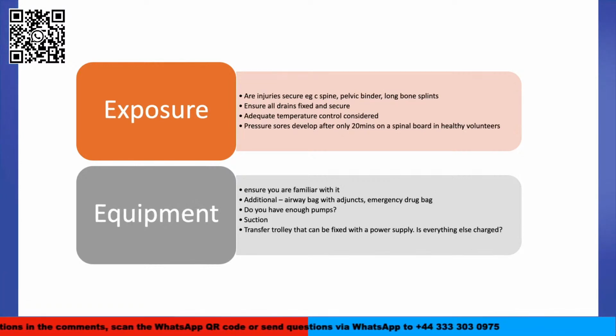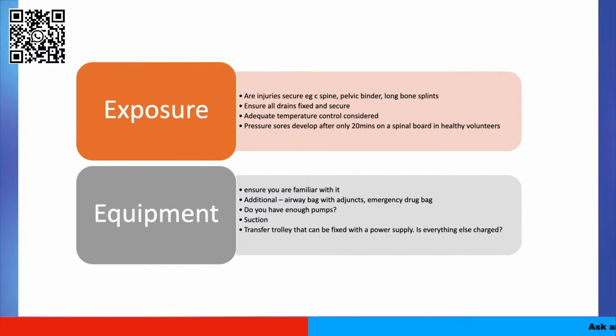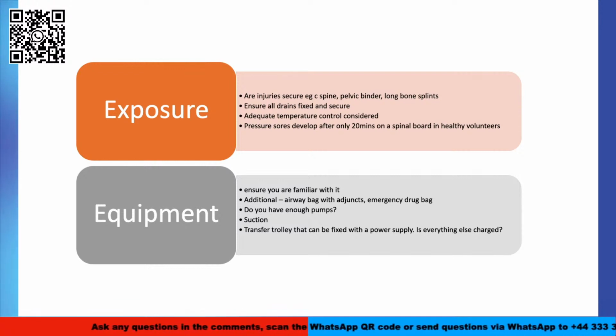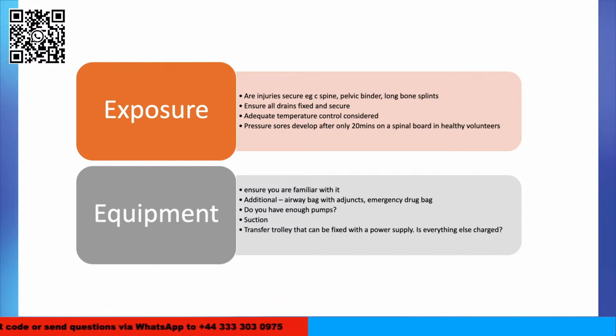In E, we think about exposure, so ensuring that any injuries and trauma patients have been secured and that all drains are fixed. We have to think about adequate temperature control, because often the back of ambulances and aeroplanes are freezing cold. Do we need things like electronic bear huggers, or are blankets sufficient? It's also important at this point to think about pressure. Pressure sores have been shown to develop after only 20 minutes on a spinal board, and those are in healthy volunteers. Often we remove blankets and use vacuum mattresses where available.